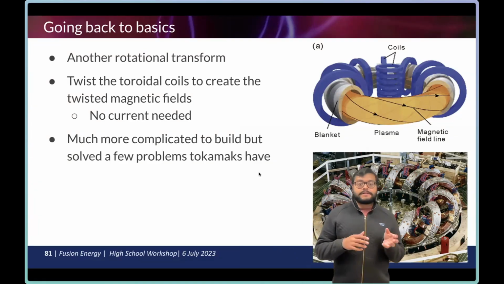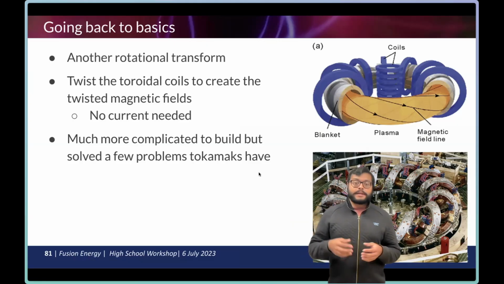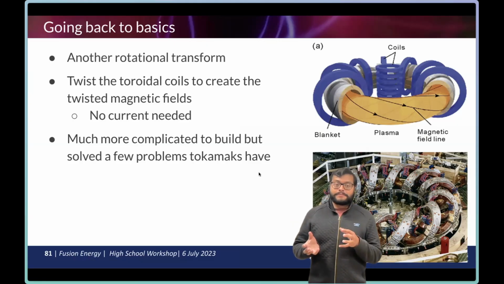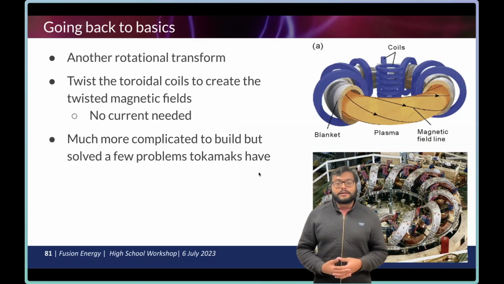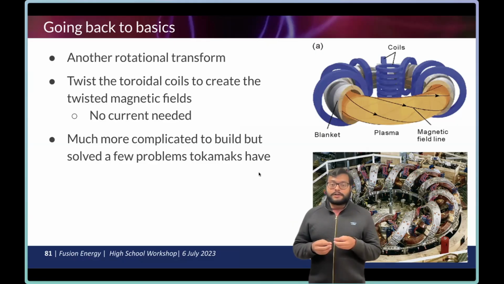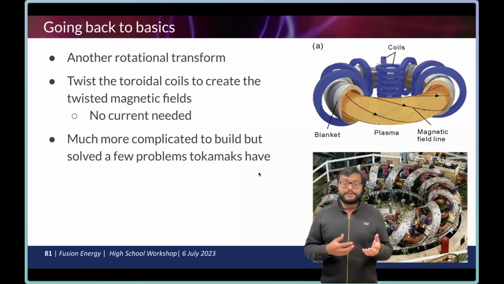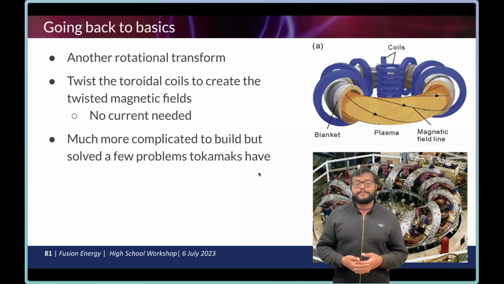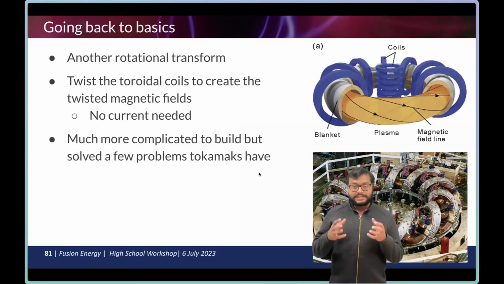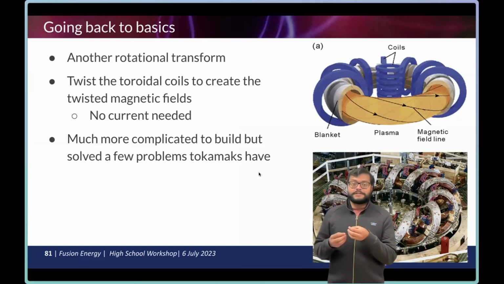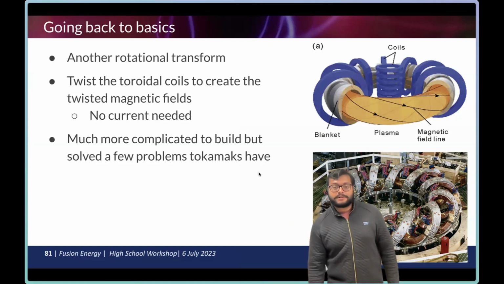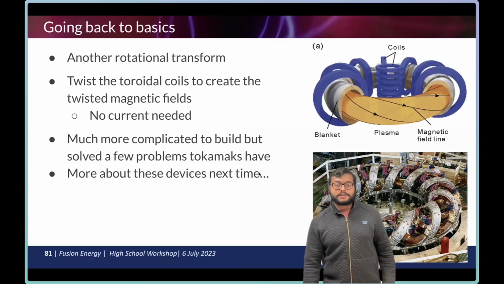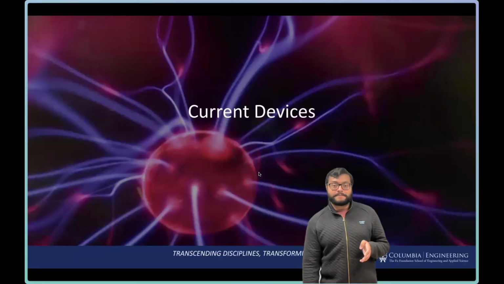And so that mitigates some of the current-driven instabilities that you find in tokamaks, but then it creates additional problems because now you have this additional degree of freedom that you're trying to optimize for. So it's much more complicated to design and much more complicated to build, because you have these really twisted magnetic field coils. In addition to being a physics problem, it also ends up being a very large engineering problem of trying to wind and produce these twisted magnetic field coils. So we'll learn more about these devices, called stellarators, next time.